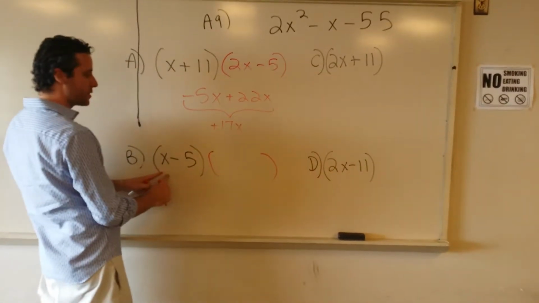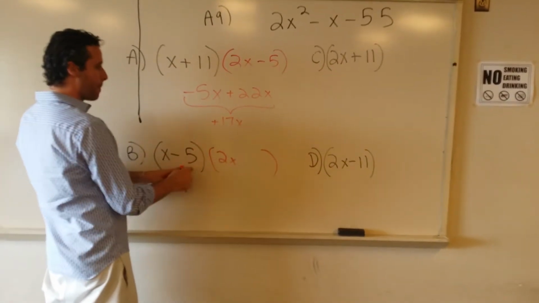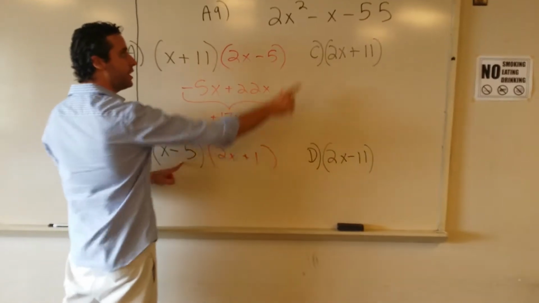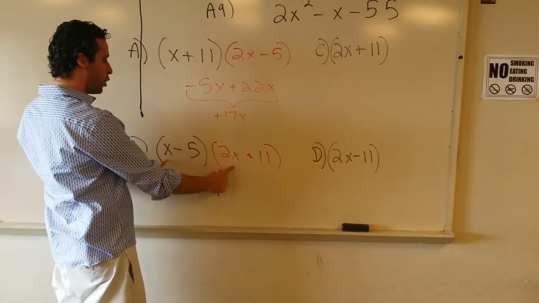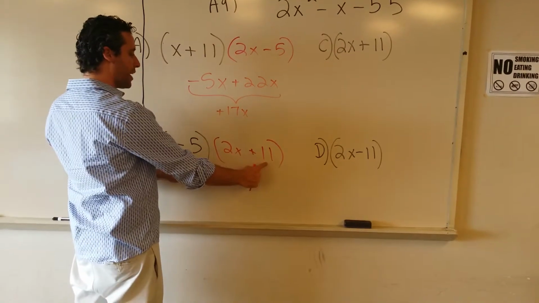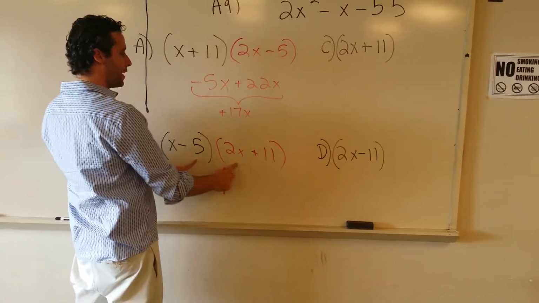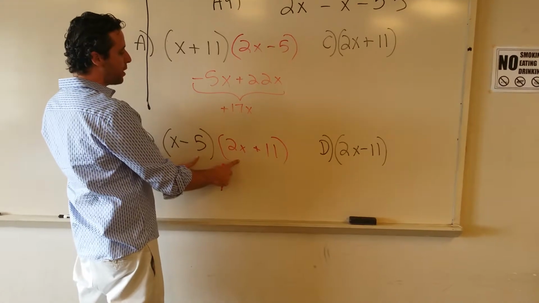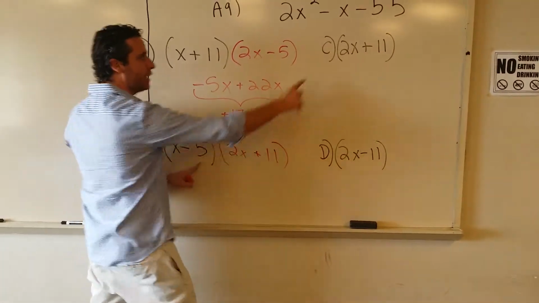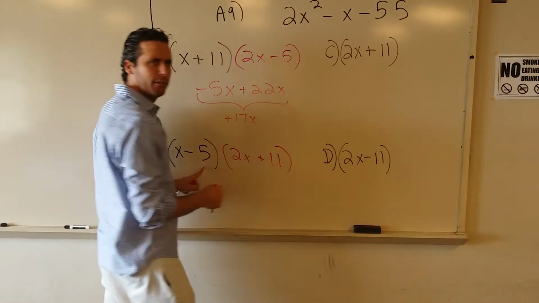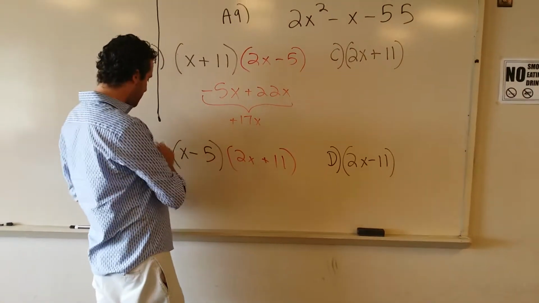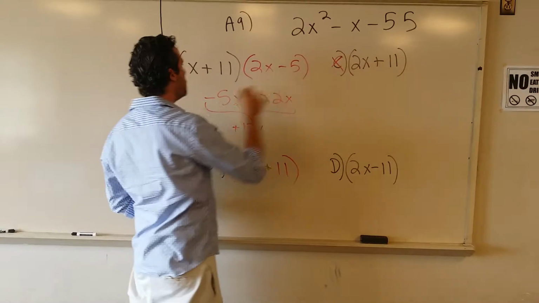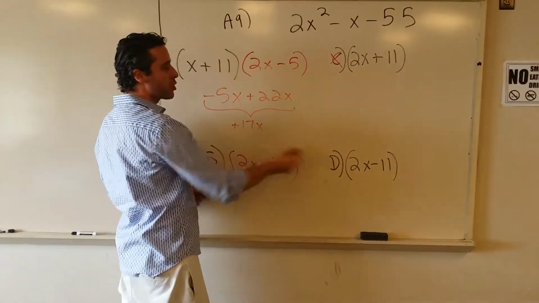The other half will be, since this is an x, that'll be a 2x. Minus 5 and a positive 11 is going to give us the negative 55. And now, we know the two first terms match up. We know the two last terms. We've got to look at the outer and the inner. But once again, we don't even need to bother with this because we have a 2x plus 11 here, and we have a 2x plus 11 here. We can't have two of the same correct answer, so that's why we're going to eliminate choice B and eliminate choice C. We already eliminated choice A, so the correct answer is D.